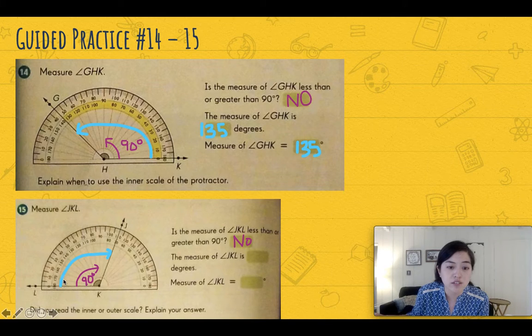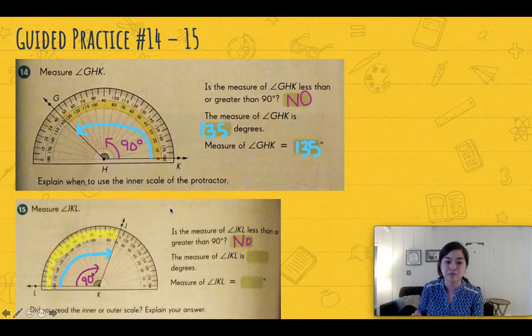Then what's the measure of angle JKL? Well, again, we're using the outer scale because the outer scale has this ray hitting 0. So all the way here, it goes through exactly at 110 degrees. Okay, so using the outer scale, it hits at 110 degrees. So the measure of angle JKL is 110 degrees.